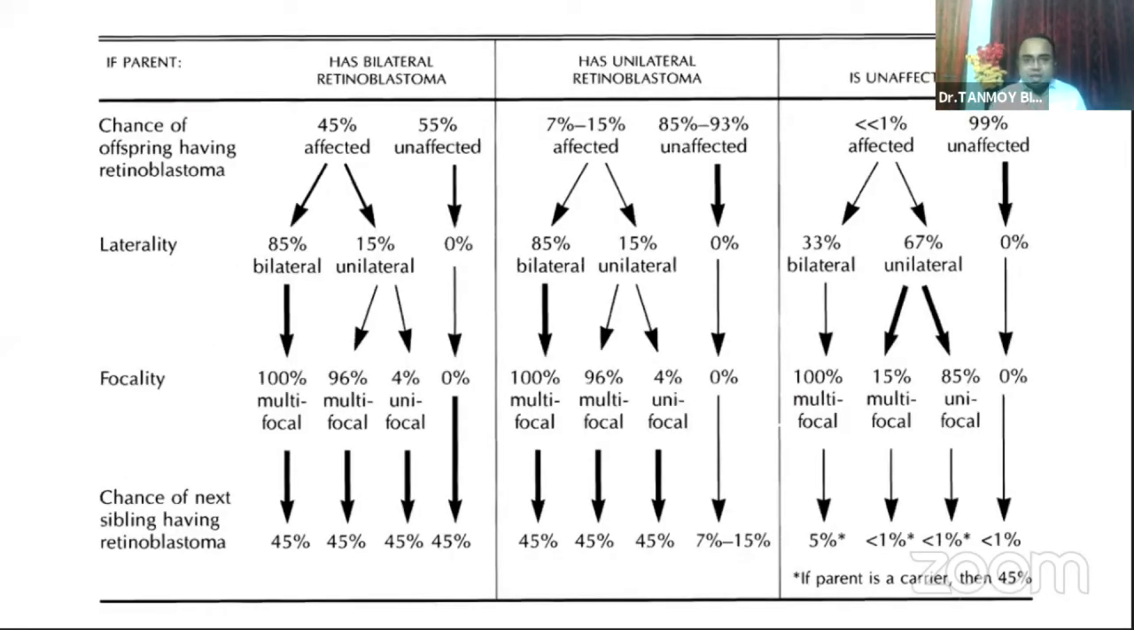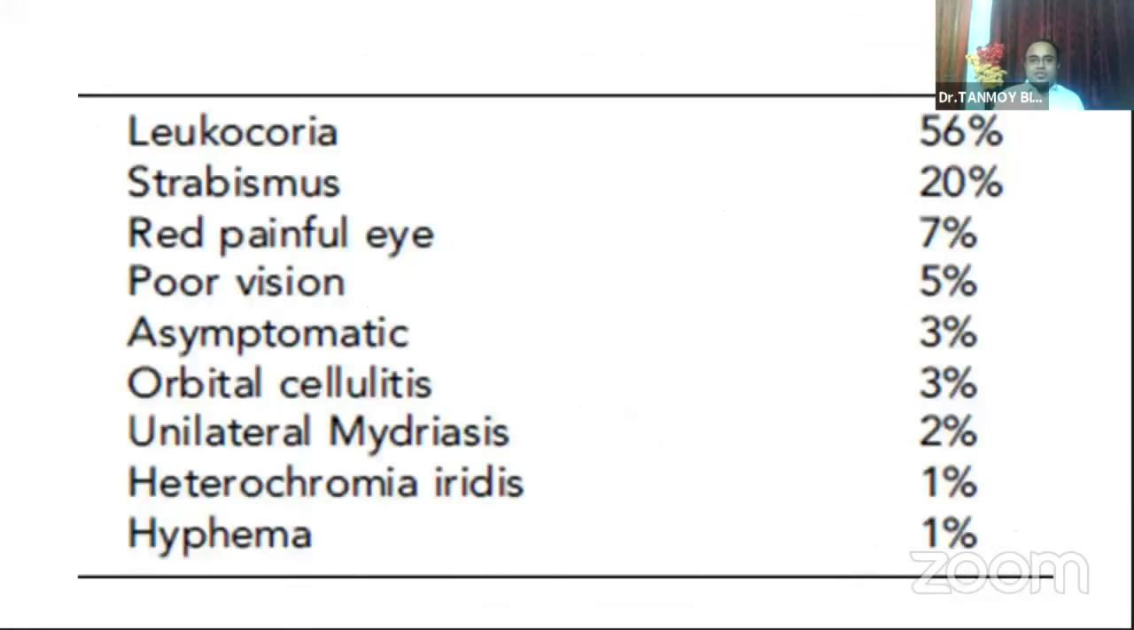Here in this chart, we are showing the distribution of the chances of occurrence in different populations, if the parents have retinoblastoma versus if they don't. As you can see, there is a higher chance of having it if there is a positive family history.